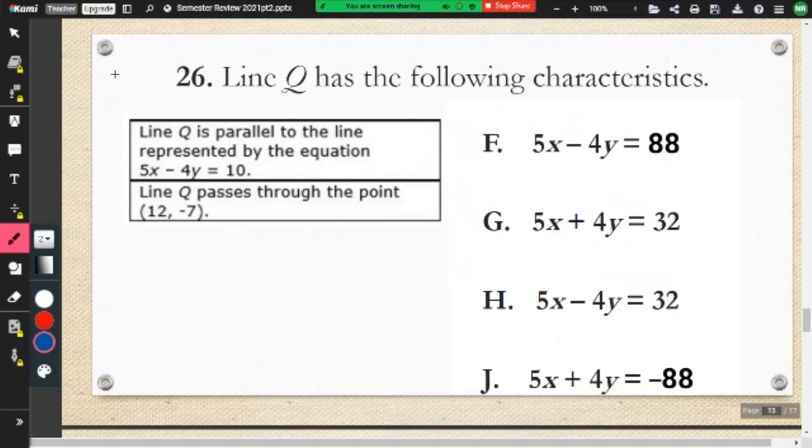First thing you notice is that it has the keyword parallel. What do we remember about parallel lines? Which means that I would be required to know the slope of this equation. Can you tell me the slope of that equation? No, because you have to solve it.